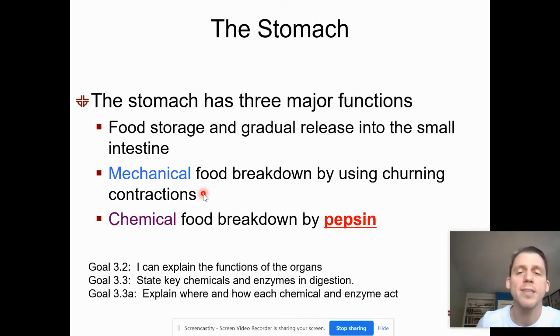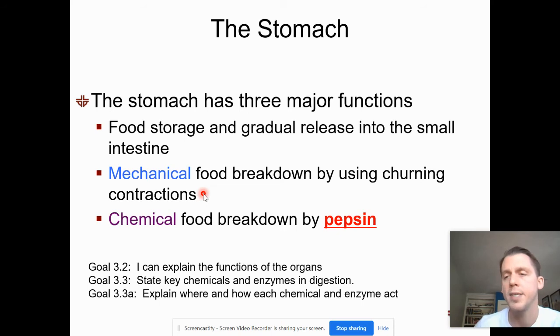And your stomach also has an enzyme called pepsin. Pepsin starts with a P because it breaks down protein. Carbs were broken down in the mouth, and proteins are getting broken down chemically in the stomach. So pepsin is an enzyme specific for proteins.